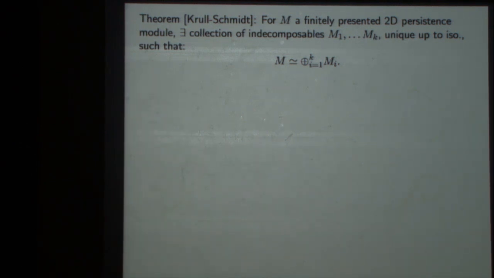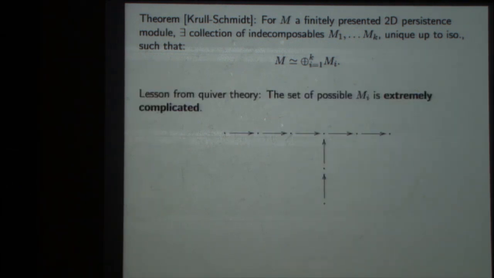This tells us that just like in the 1D case, there's an essentially unique collection of building blocks out of which I can build my persistence module M. But now we come to the difference between the 1D case and the 2D case. Unlike in the 1D case, where my indecomposables were parameterized by intervals, in this case the set of possible isomorphism classes of the indecomposables is extremely complicated.